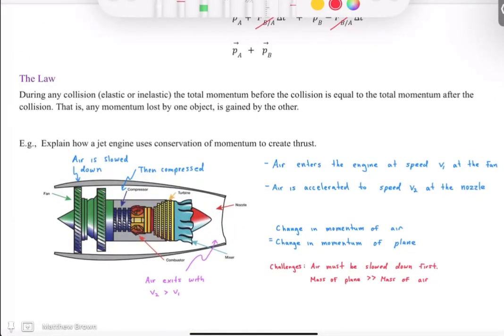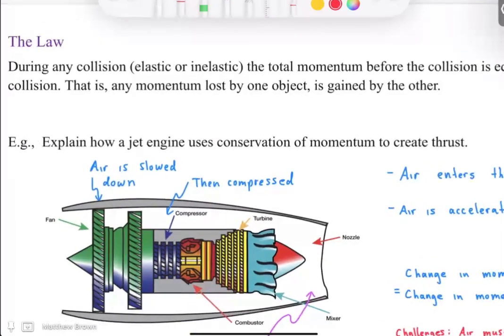So I already kind of wrote some of this in. Here, we want to explain how a jet engine uses conservation of momentum to create thrust. Certainly, there's an energy analysis that you could do on this that would shed a lot of light on what's happening and help you understand it. But momentum is important too.